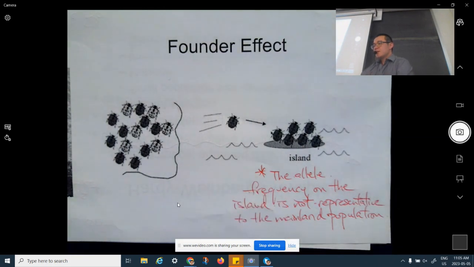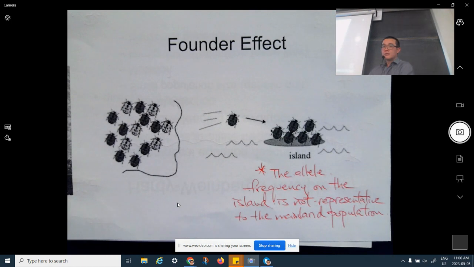This founder's effect happens, and during the age of sail and colonialism, we actually noticed it a lot, especially with invasive species like rabbits and cats that get brought onto various places.